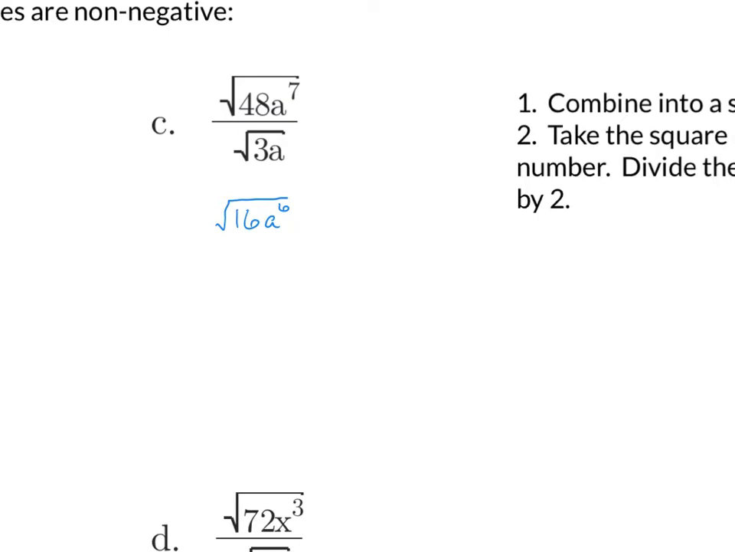And then we take our square root. Square root of 16 is 4. If we divide 6 by 2, we get a cubed. Now please note that we do not continue taking the square root of 4. Once we take the square root, we're done with it.